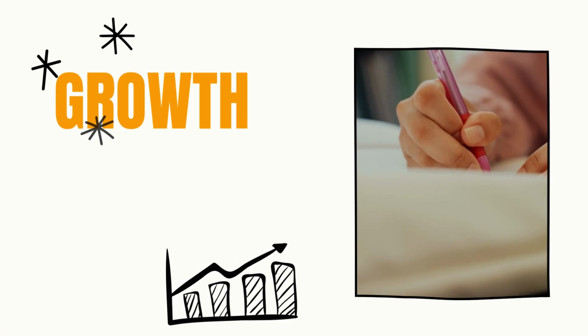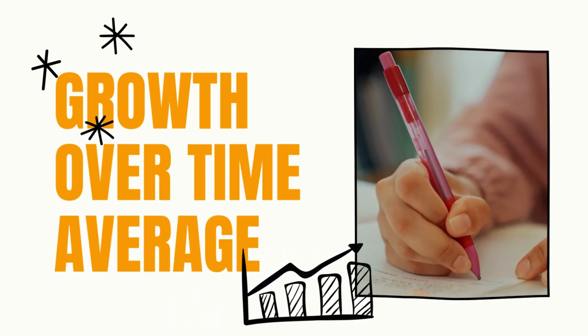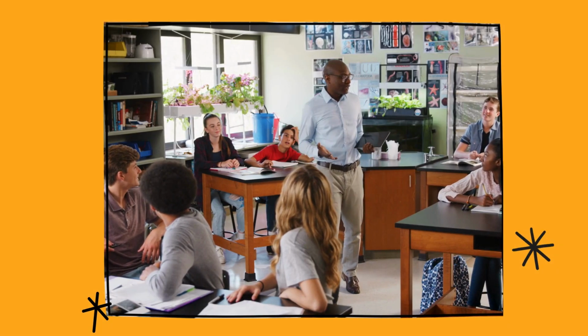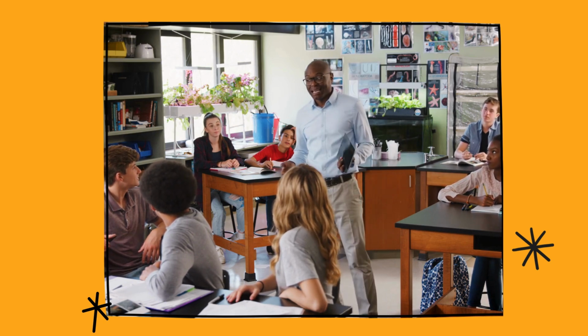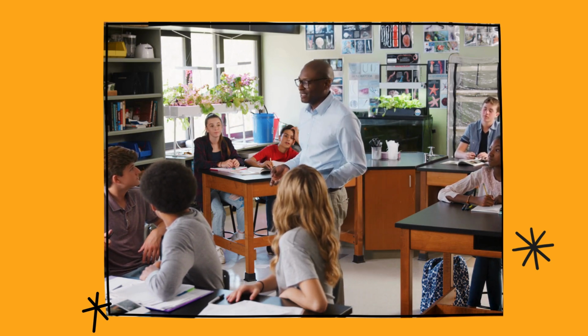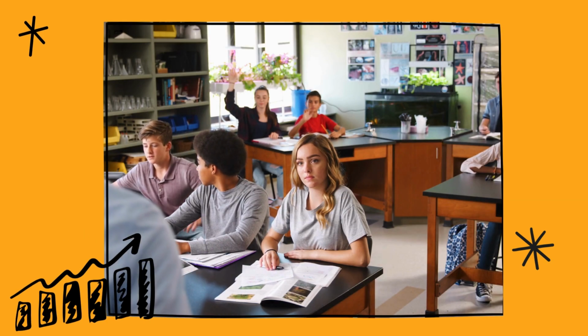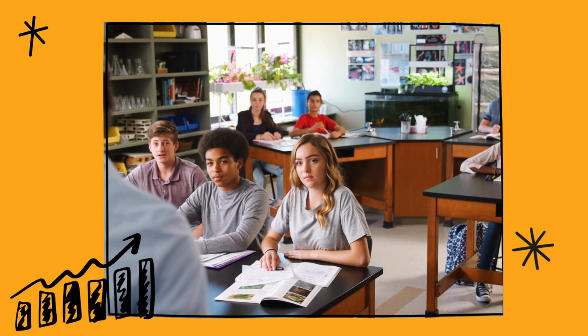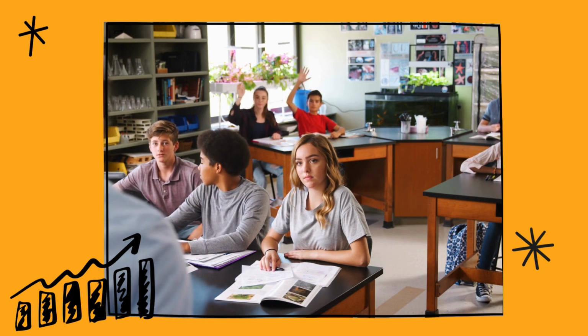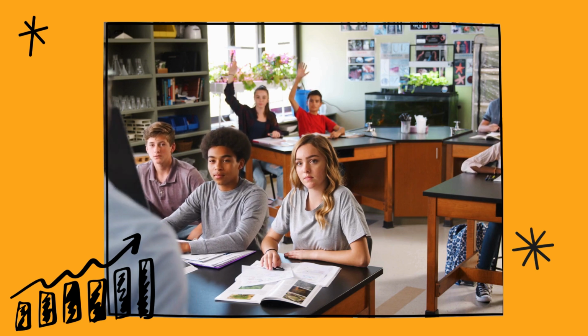What is growth over time average? Well, imagine you're tracking a student's progress over time. You want their most recent work to be the most indicative of their current understanding, but you don't want to completely ignore their earlier efforts. A decaying average, a term used in Synergy, helps us do this by giving more weight to the most recent score and gradually decreasing the influence of older scores.